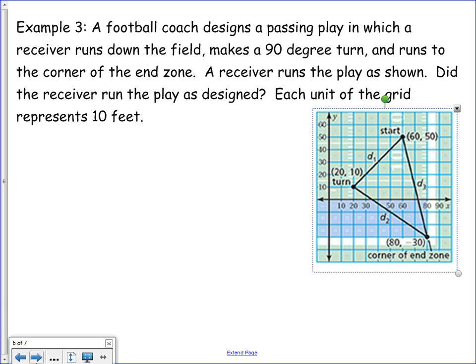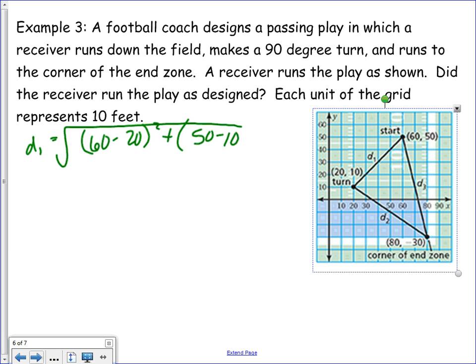So distance 1 is going to be found by: we have our x2, 60 minus 20 squared plus 50 minus 10 squared. And that'll be 40 squared plus 40 squared, and that equals the square root of 3,200, which will be feet.